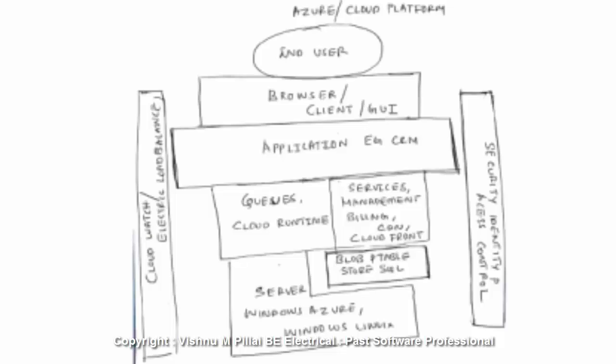So there's an end user who will communicate using a browser or a client or a GUI. And then there are applications, for example CRM, which will communicate back to the browser. And there will be a service management layer like billing, CDN, etc. And then there will be servers which can run on Windows, Azure, Linux, etc. So that's how this full structure of the cloud computing can be viewed.